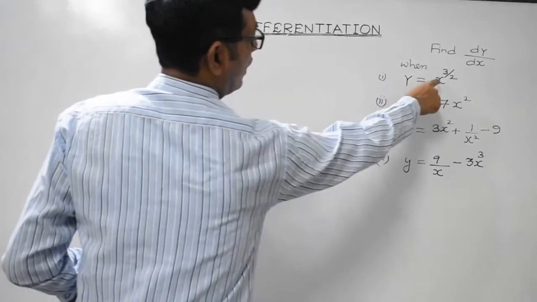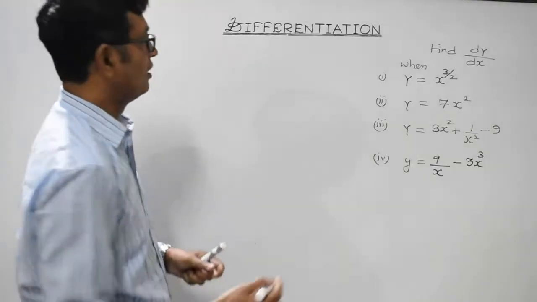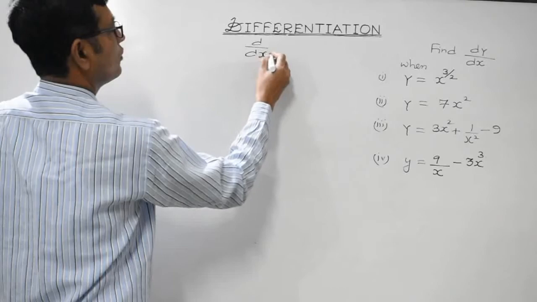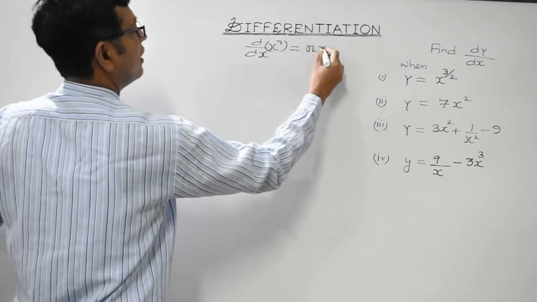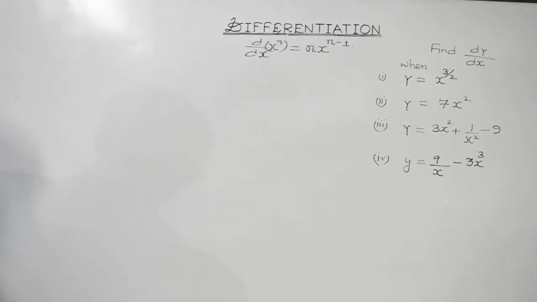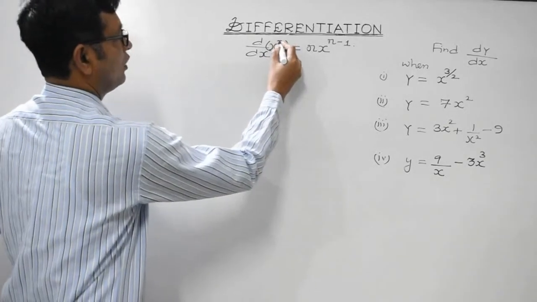y is equal to x to the power 3 by 2. So what's the master formula? It is differentiation of x^n with respect to x. It is n x to the power n minus 1. This is the formula, isn't it? This is the formula. So let's make use of it.